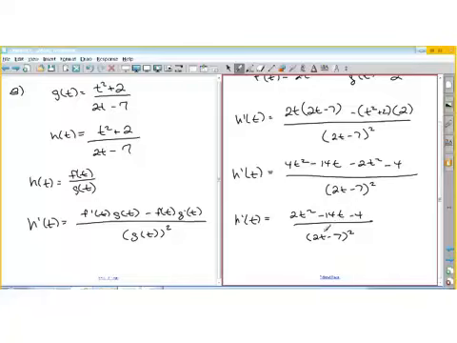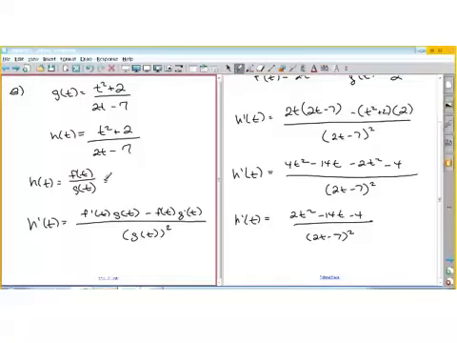Now, say I forgot the quotient rule. Could I do this using the product rule? Well, the answer is yes, because you could rewrite this original quotient as a product. What you would have to do is take g of t and raise it to the minus 1 power. So then this is a product.